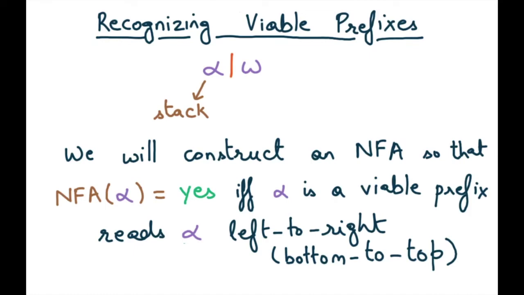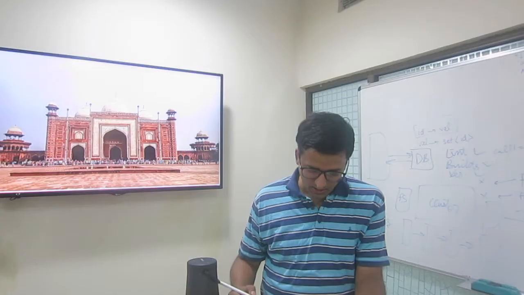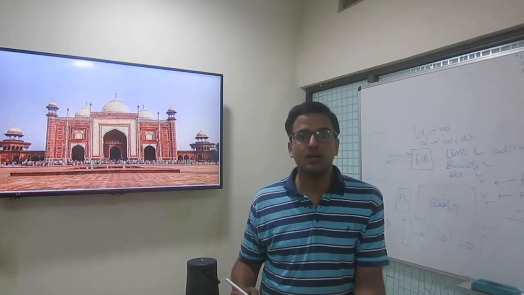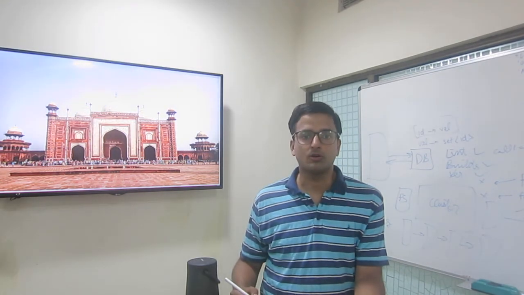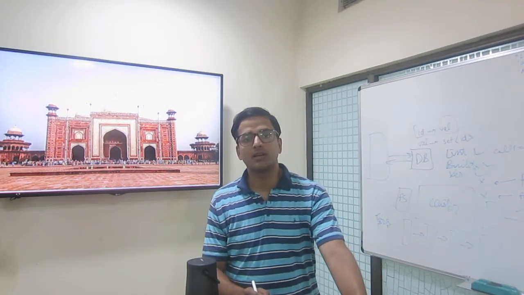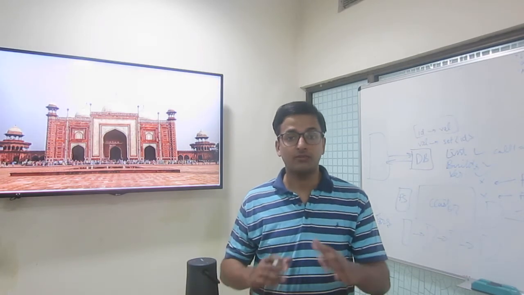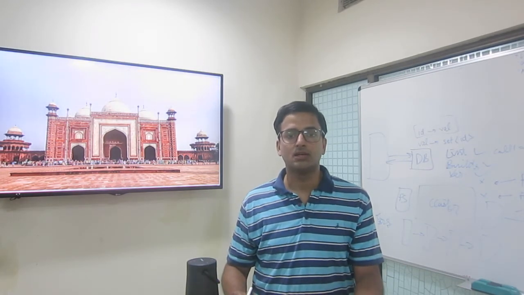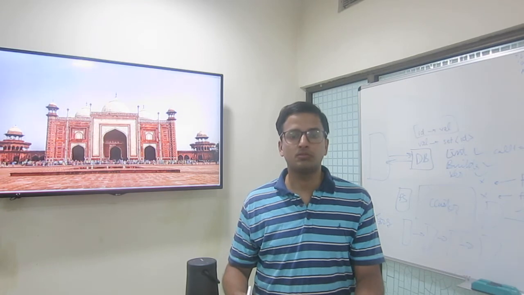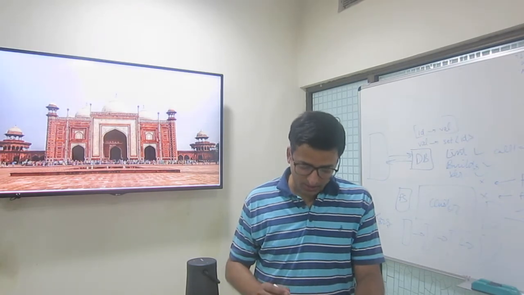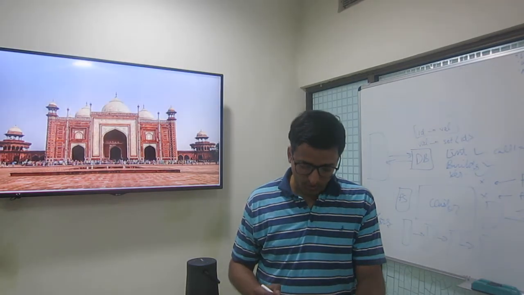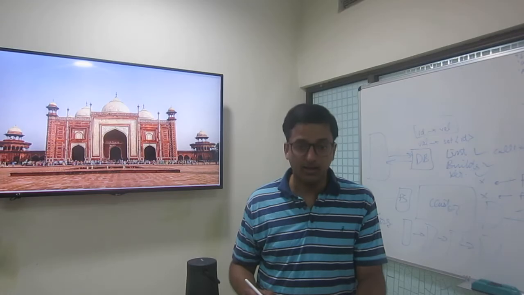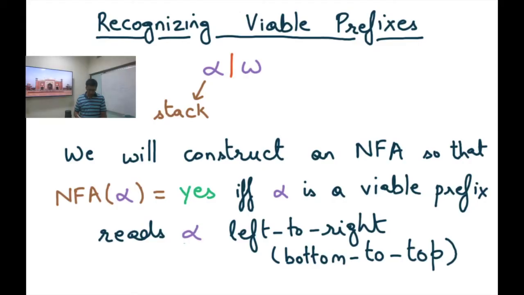So last time we discussed the structure of a viable prefix. Today we're going to discuss how to recognize a viable prefix using an automaton. Recall that last time we said that the language of viable prefixes is a regular language, and so it should be possible to develop a finite automaton to recognize whether something could be a viable prefix or not.